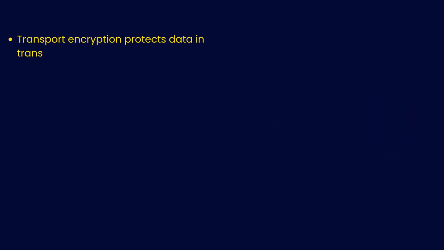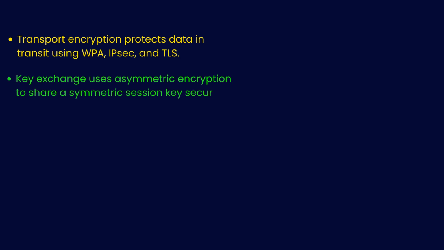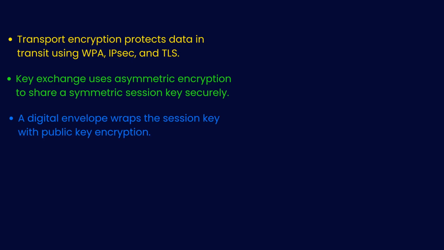Alright, that's it for now. Here's a recap. Transport encryption protects data in transit using WPA, IPsec, and TLS. Key exchange uses asymmetric encryption to share a symmetric session key securely. A digital envelope wraps the session key with public key encryption.